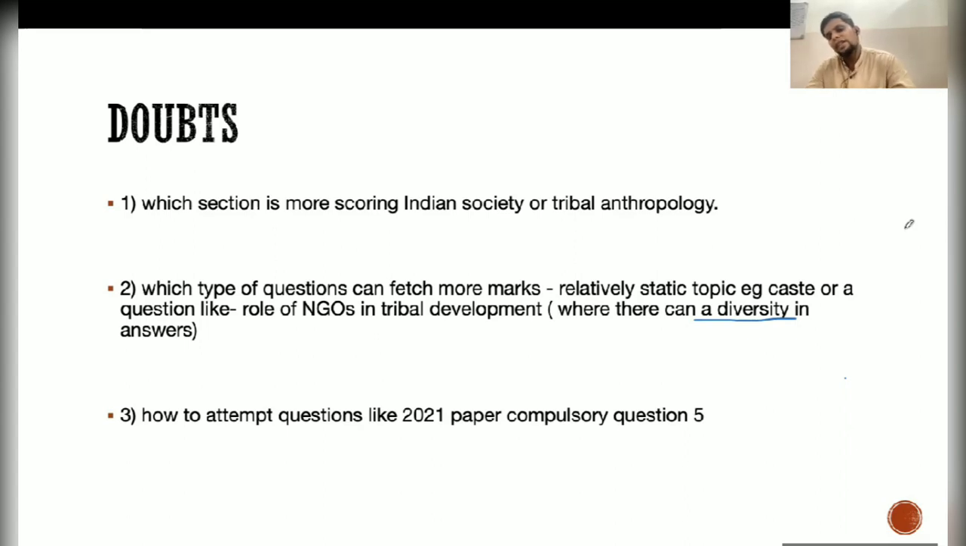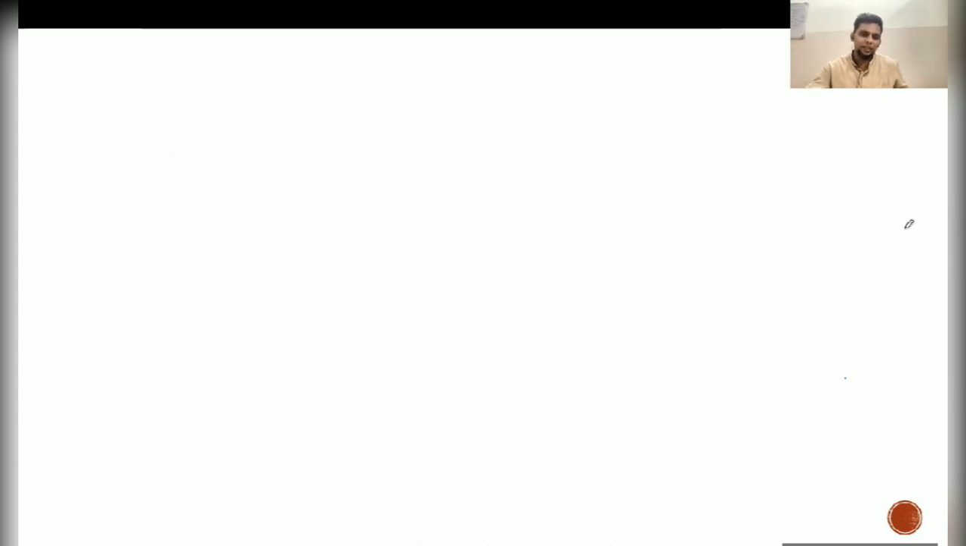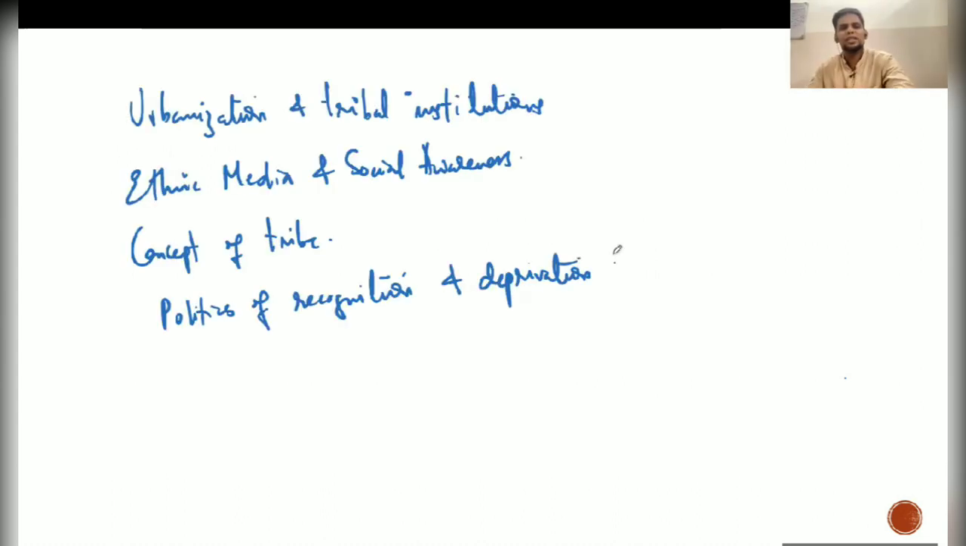How do you attempt questions in the 2021 paper, the compulsory kind of question? So I've taken down some of the questions. Let's see if we can take some of these questions. These are the kind of questions that you have in the 10 marker. Kitna likhna hai? How much do you have to write? You have to write only 150 words or something. Okay. Take these particular questions.